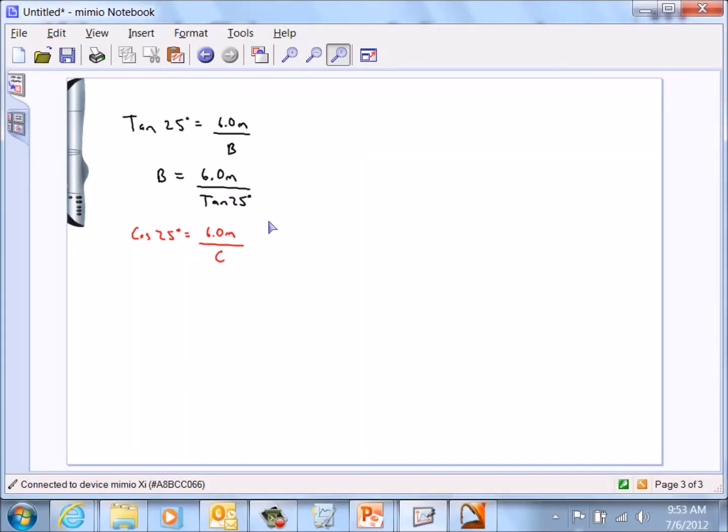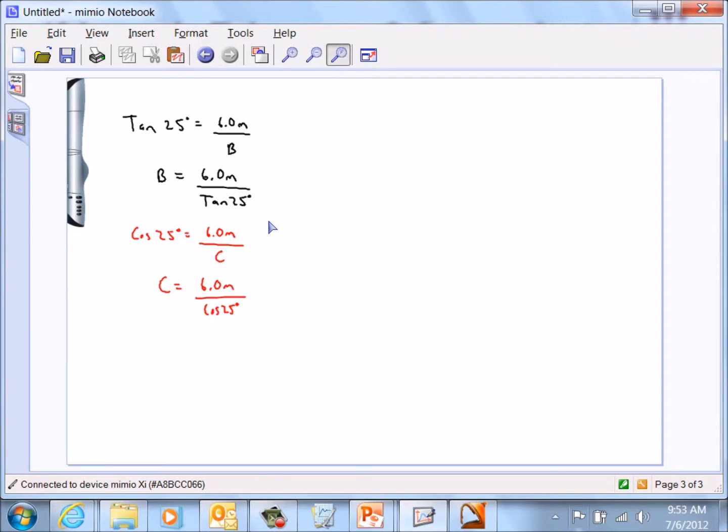Well, hopefully you decided to use the cosine function, because cosine is adjacent over hypotenuse, which would be 6 meters over C. If you rearrange it, solve for C, you're going to get C is 6 meters divided by the cosine of 25 degrees.